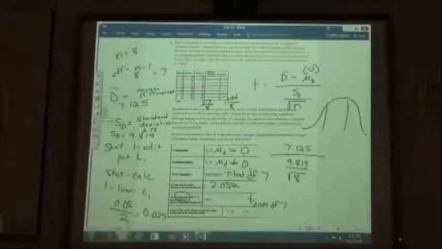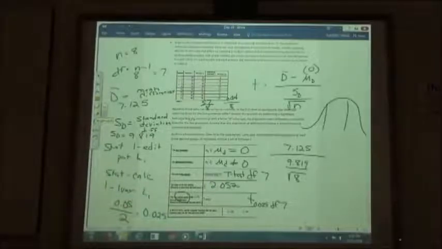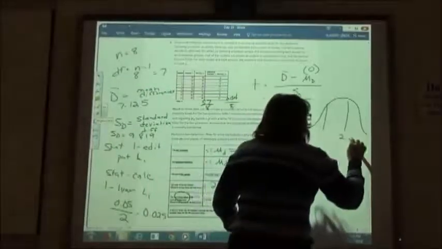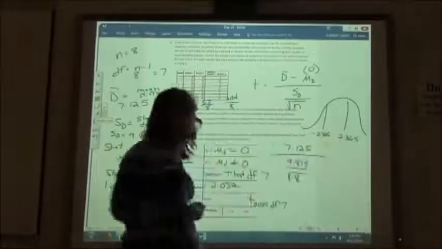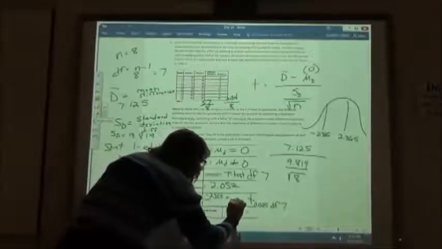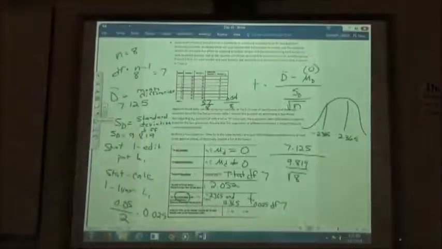Whenever it's an equal and a not equal, it's a two-tailed test. We're going to divide that by 2 because we're figuring out each end separately. If I punch that into the calculator, t sub 0.025 with the degree of freedom of 7, we get what number? 2.365, which means this side is negative 2.365. It's going to be between those two numbers. So negative 2.365 and positive 2.365 are going to be our critical values.